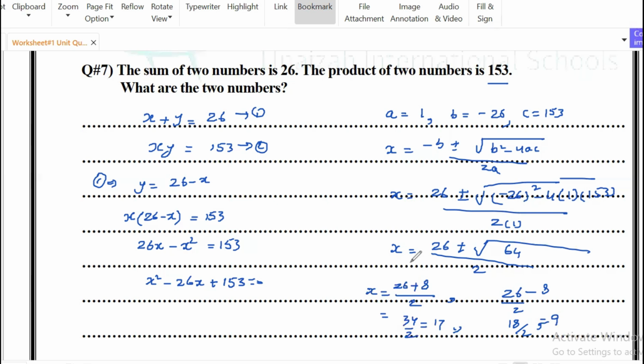So these are the values. When x is 17, we can replace it in equation number 3. So then y is equal to what? 26 minus 17 gives me 9. So y is equal to 9. It means when x is 17, y is 9. And when x is 9, if we replace here 9, that means 26 minus 9 is 17. So when x is 9, y is 17. So these are the points we have when we solve these simultaneous equations. I hope everything is clear. Thank you for watching my videos.